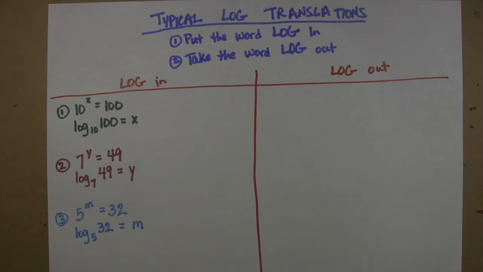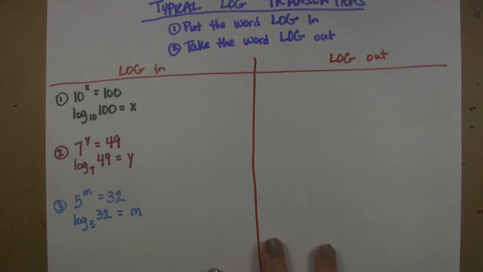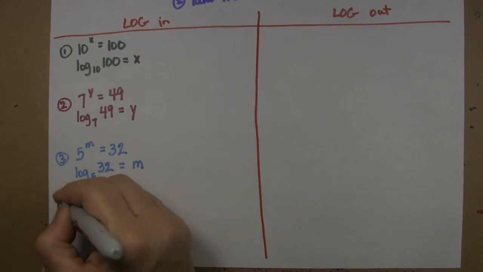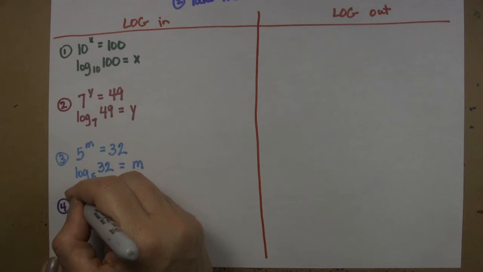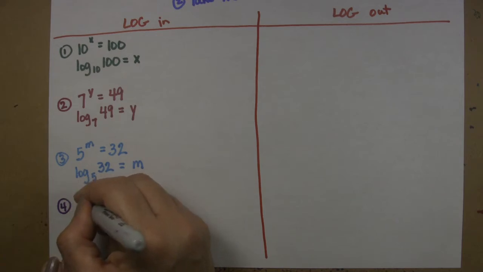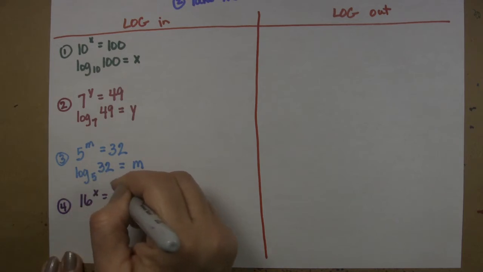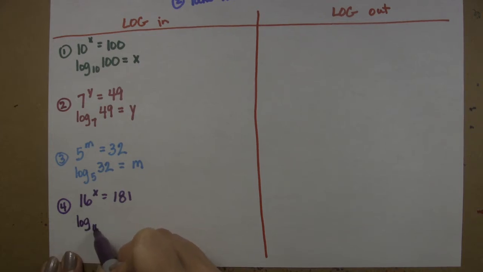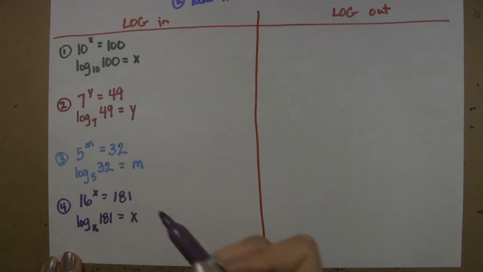All right, let's do one more. Number 4. We'll say 16 to the x equals 181. How do we write that using the word log? Well, we say log base 16 going to 181 equals x.